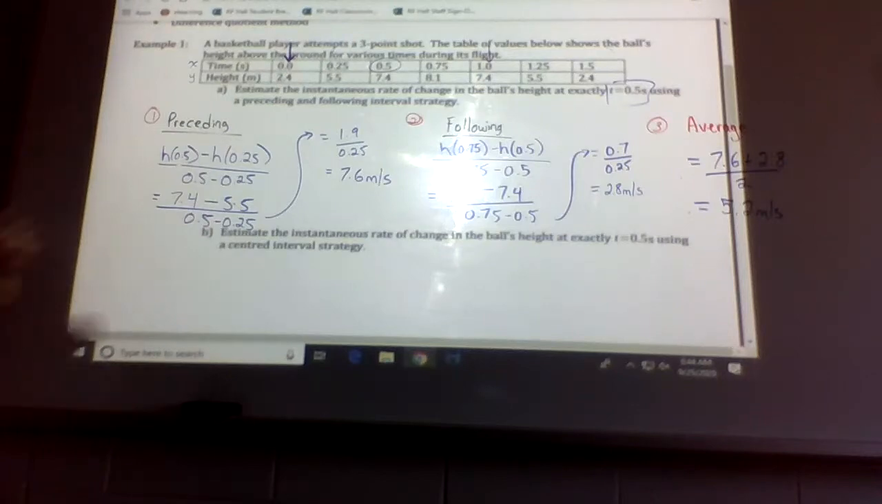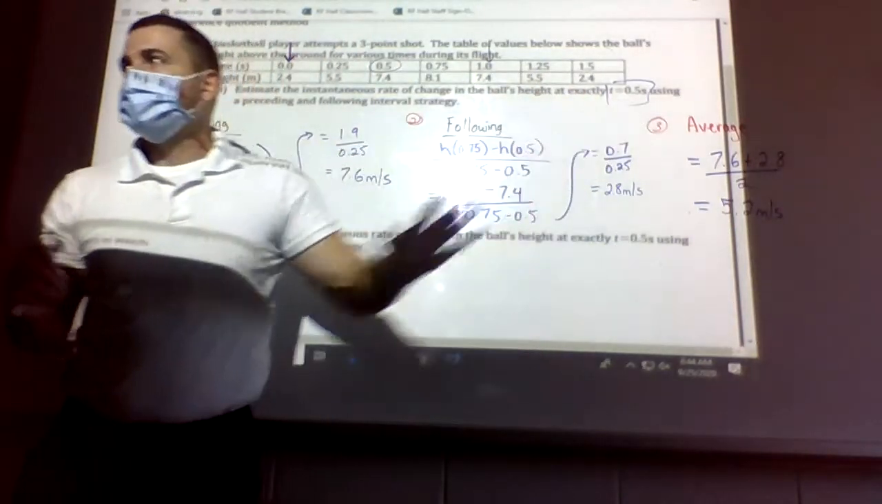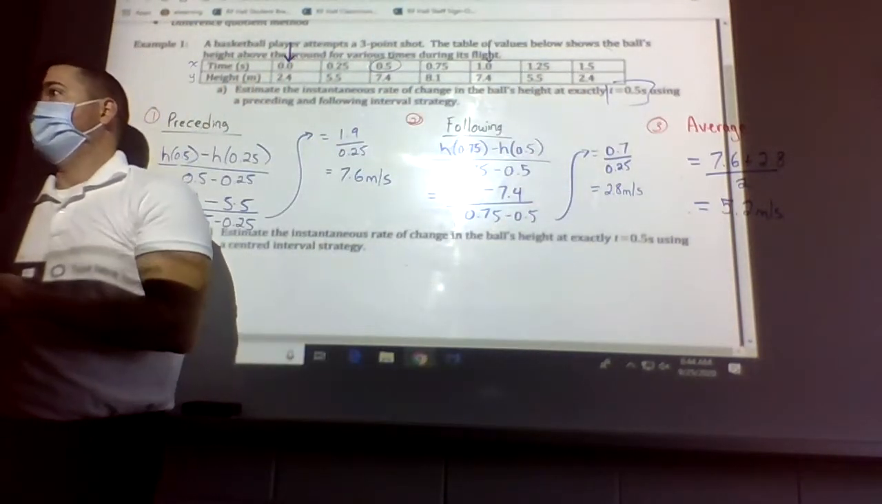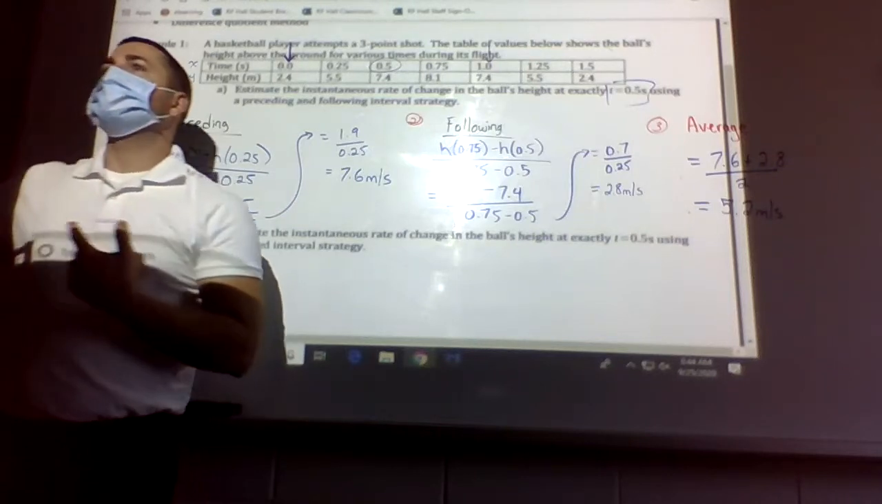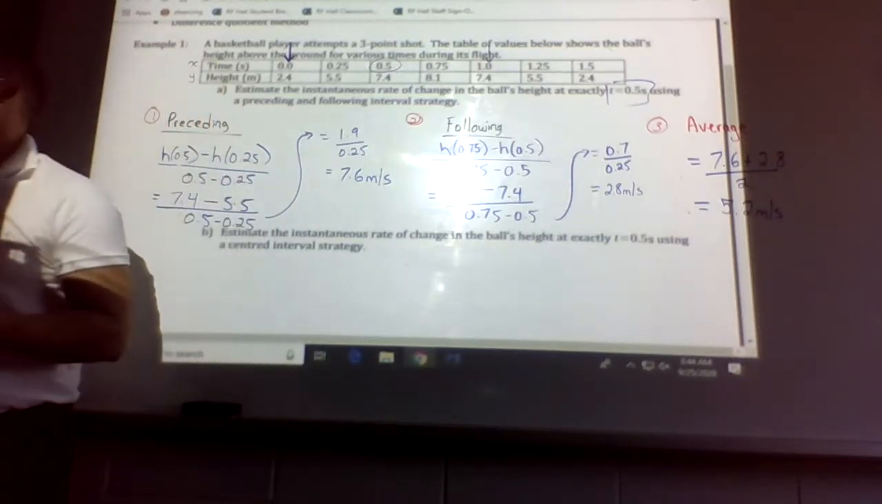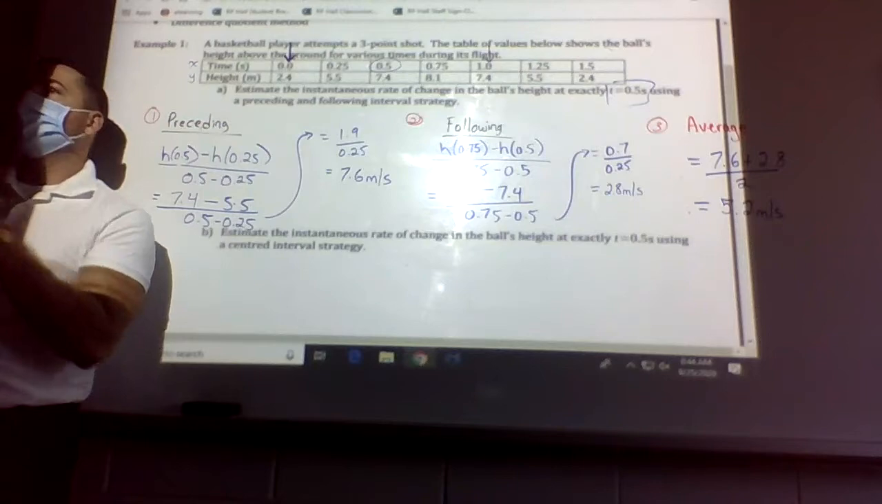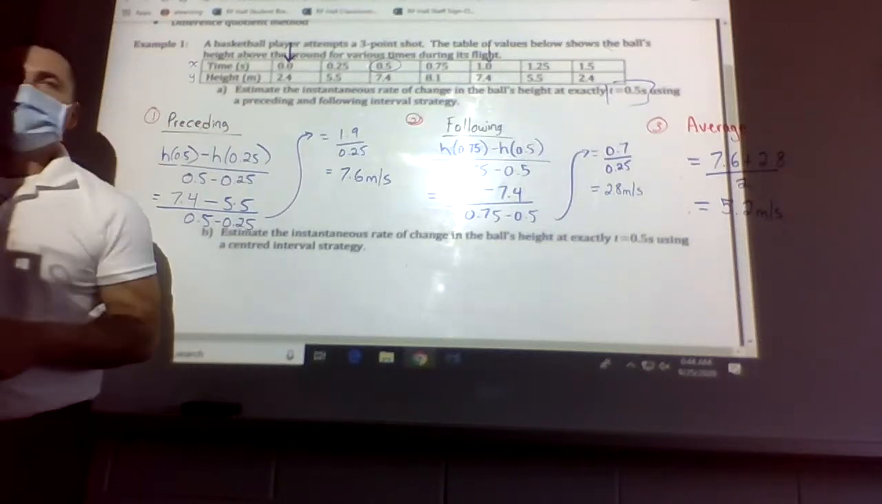Sometimes you won't get a chart, so then you make the interval. If it says what is the instantaneous rate at 5, then you could do like 4 and 6. So you can make them.